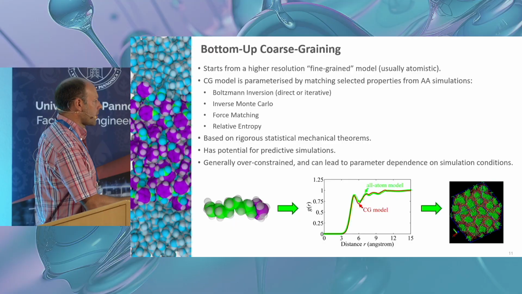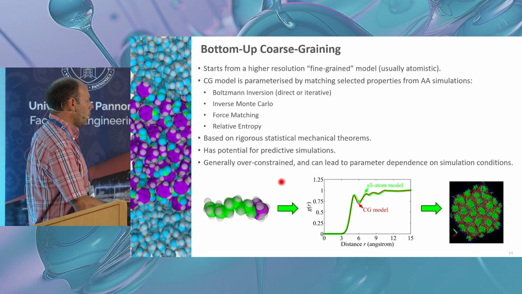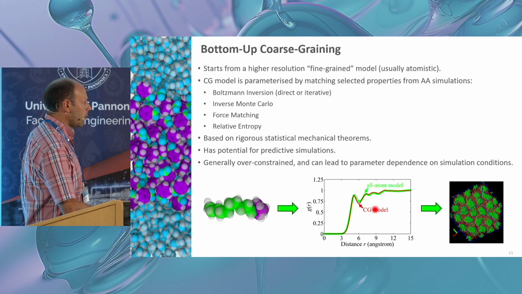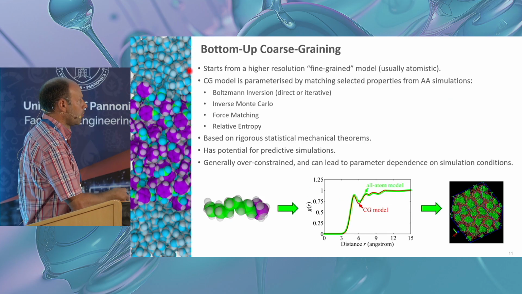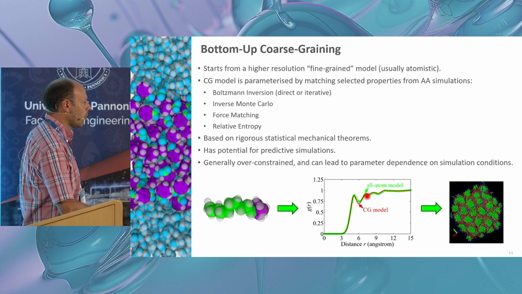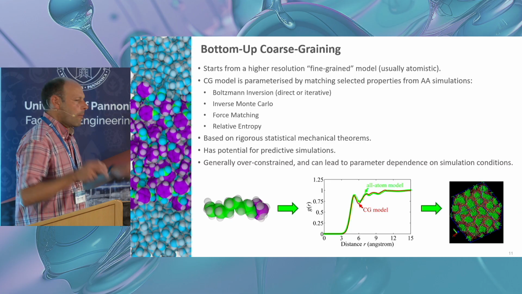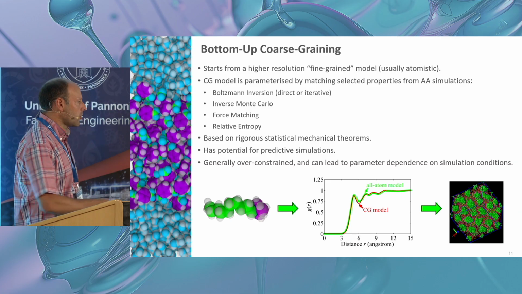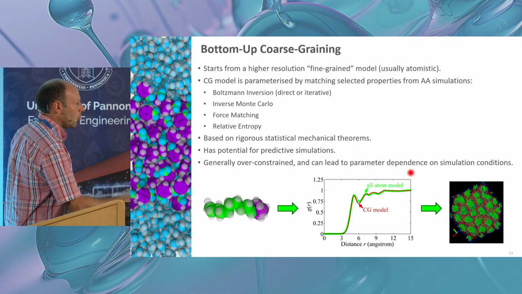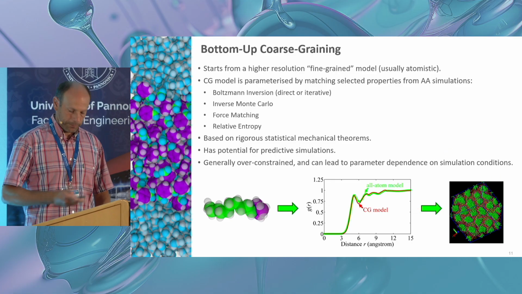And so this is just a schematic depiction. You start with an atomistic description, and then you fit, in this case, the RDF. So you would be doing Boltzmann inversion or inverse Monte Carlo. And that coarse grain model is the best fit to that representation. And that gives you then an ability to run larger simulations using this.